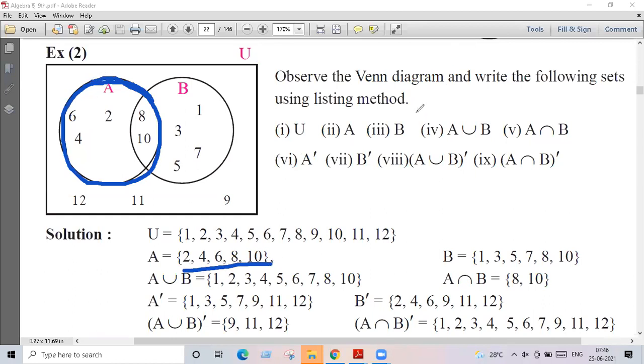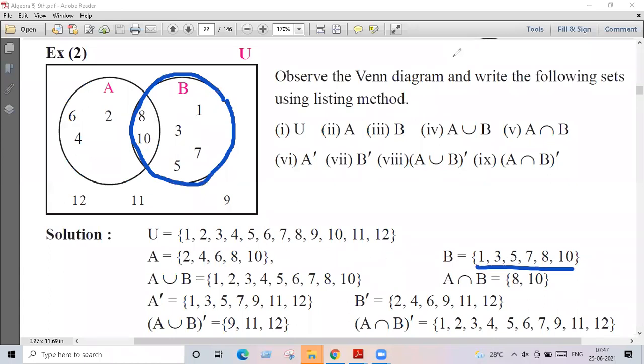Get it? Then they have asked B. B कुठे? So for that purpose, B फक्त तुम्हाला इथला घ्यायचं आहे. याच्यामध्ये जेवढे तेवढे B आहेत. 1, 3, 5, 7, 8 and 10.